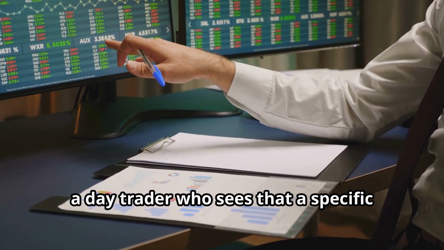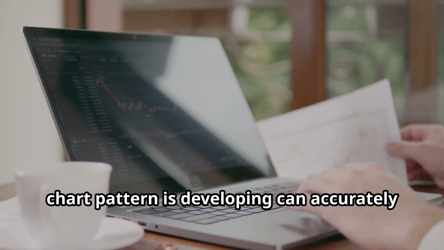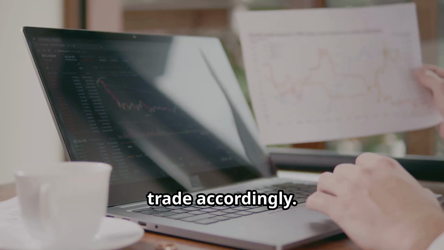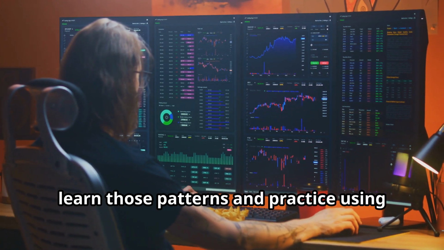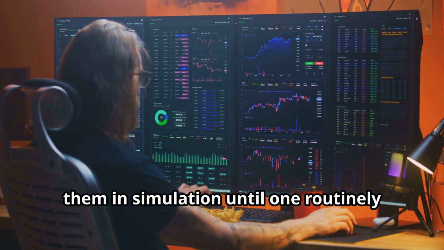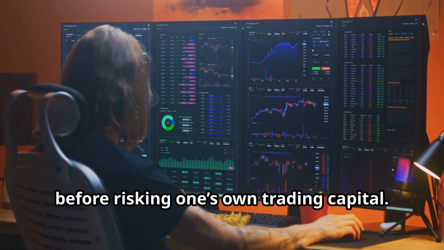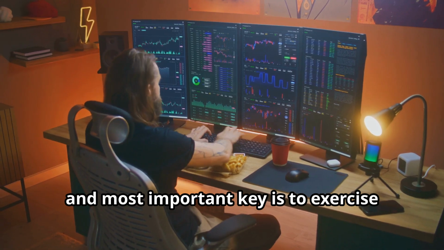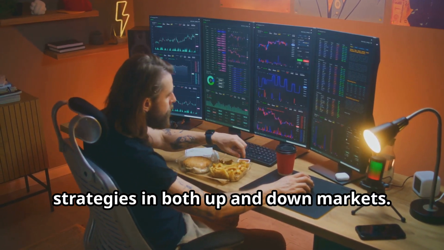This approach works because price patterns in markets tend to repeat themselves in similar situations. Thus, a day trader who sees that a specific chart pattern is developing can accurately predict how that pattern will play out and trade accordingly. The first key to making this work is to learn those patterns and practice using them in simulation until one routinely makes paper profits in simulation trading before risking one's own trading capital. The second and most important key is to exercise discipline in following proven trading strategies in both up and down markets.